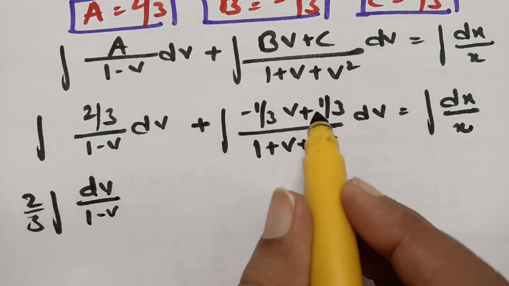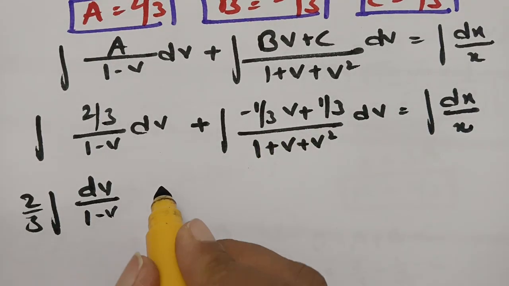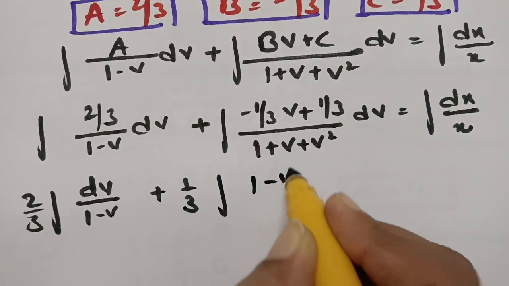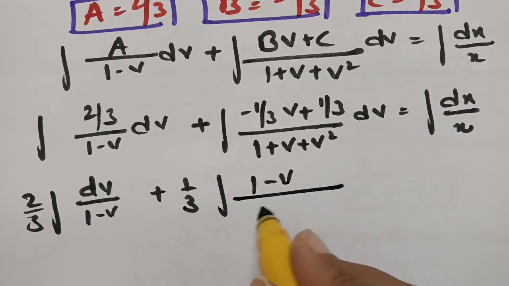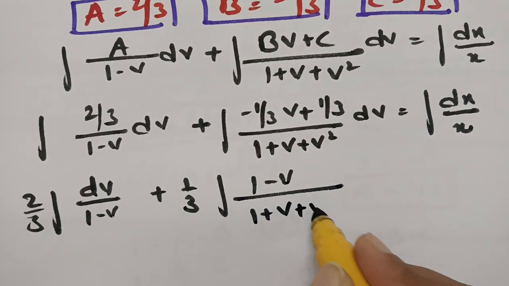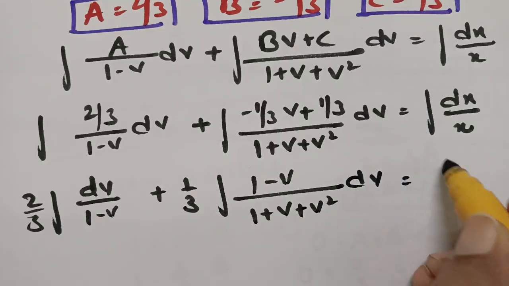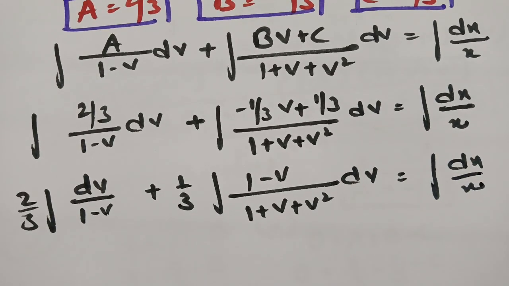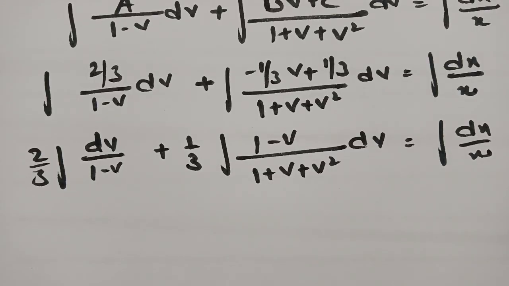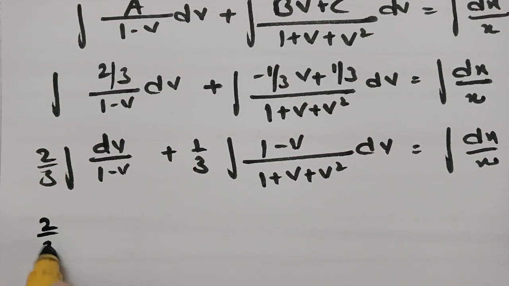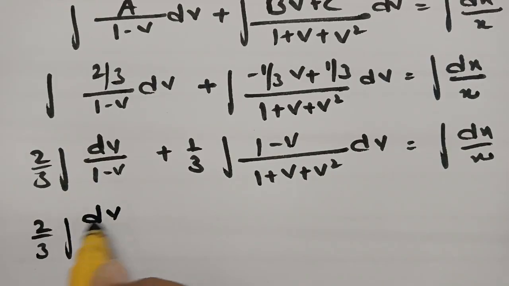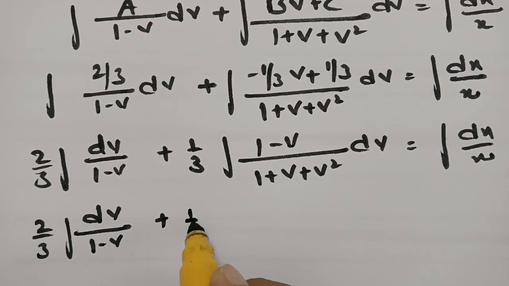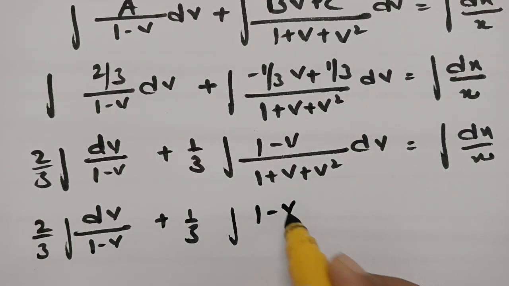And see, if you take which one you can take common. So if you take 1 by 3 common, this will be (1 minus v) by (1 plus v square) into dv, which is equal to dx by x. And see, now this value is equal to 2 by 3 integral dv by (1 minus v). So this is going to become 1 by 3 times of (1 minus v).